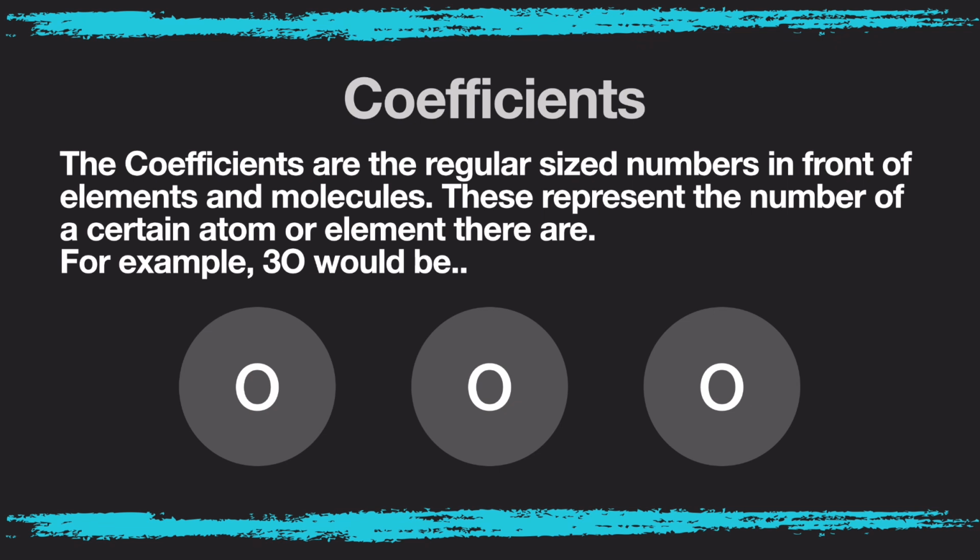Coefficients. The coefficients are the regular sized numbers in front of elements and molecules. These represent the number of a certain atom or element that there are. For example, 3O would be 3 oxygen atoms.